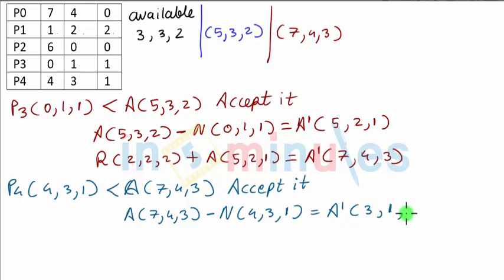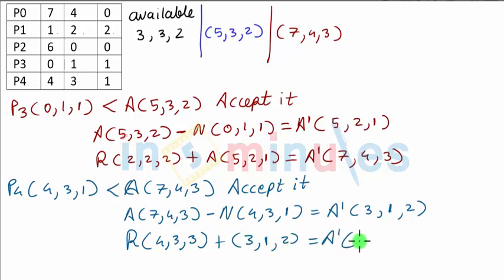3,1,2. After P4 gets over, P4 will release whatever it has. It has 4,3,3, which would be added to the earlier available of 3,1,2. The new available becomes 7,4,5. So we have this.